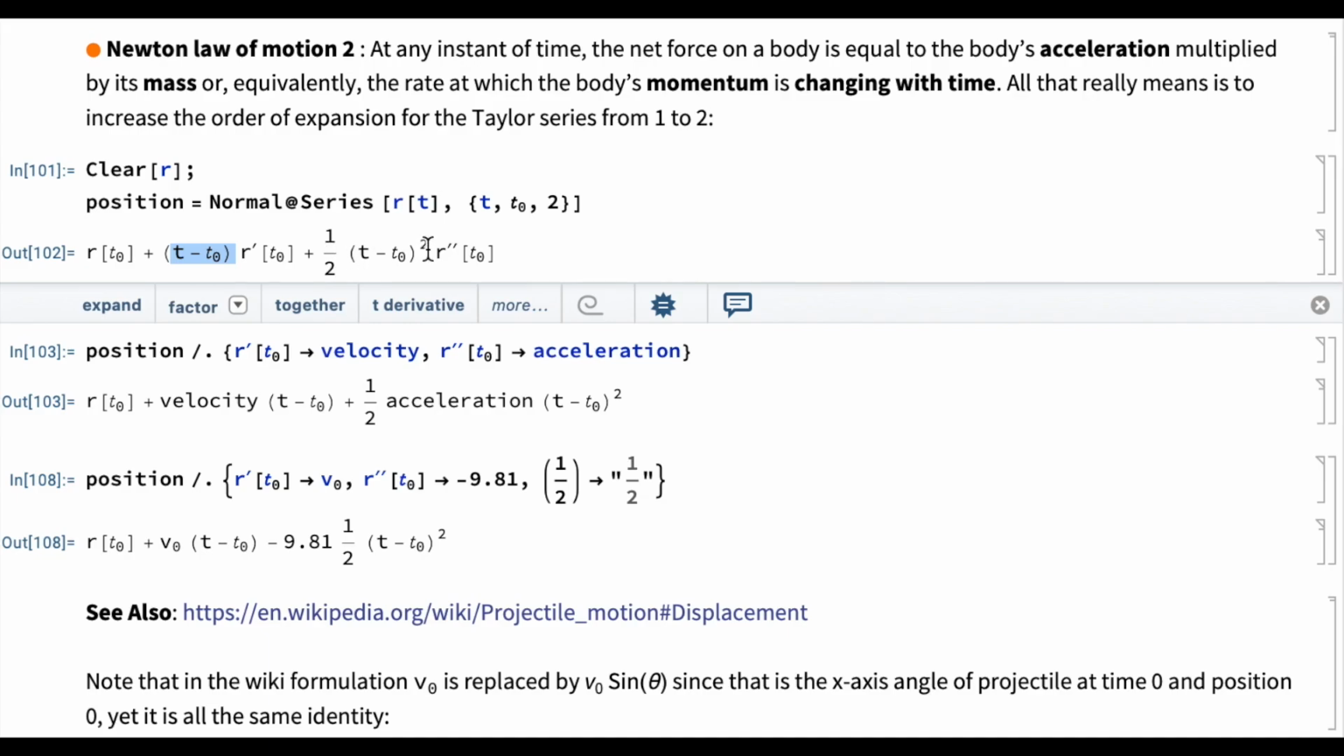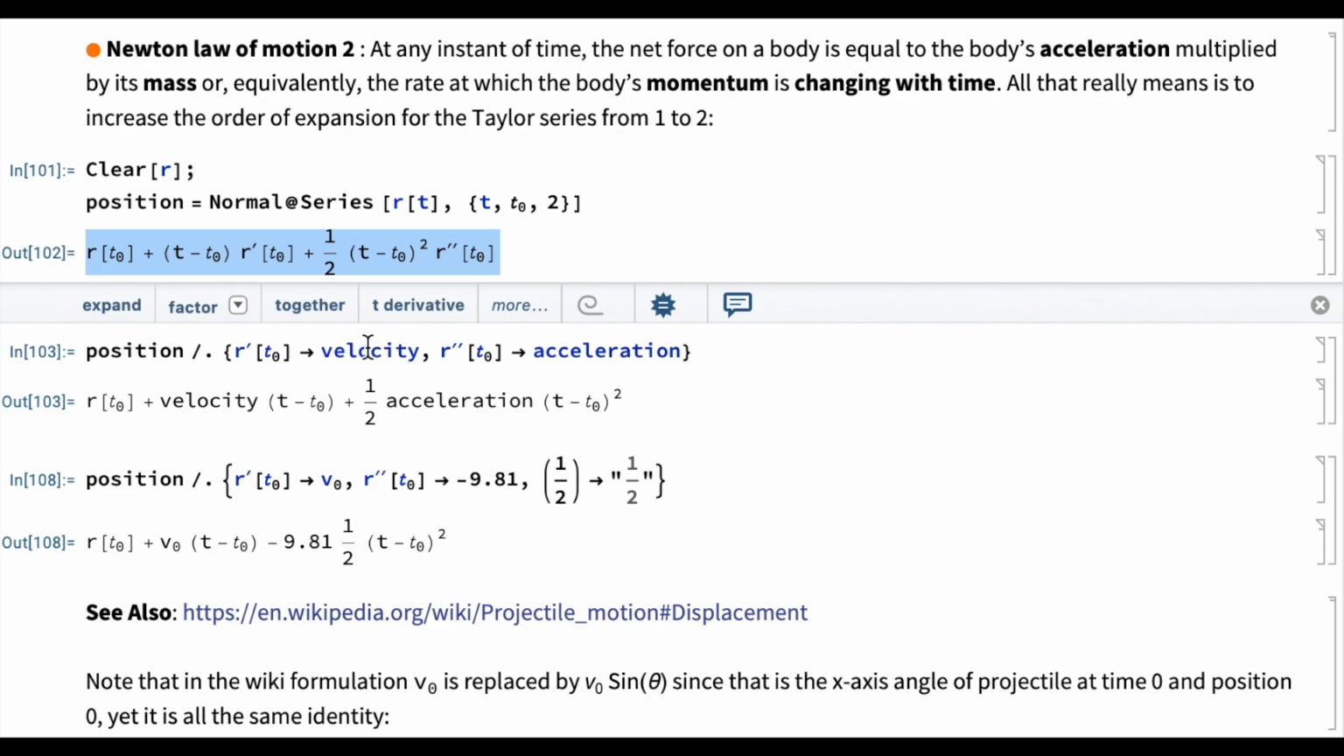The way it works is that you take the factorial of the power, in this case 2, you make a term T minus T0 to the power 2, and divide it by factorial 2, which is 1 times 2, here it is 2, and multiply it by the second derivative. In other tech notes we have gone through this, so it doesn't matter for now. Take this as the second degree expansion of your function R of t.